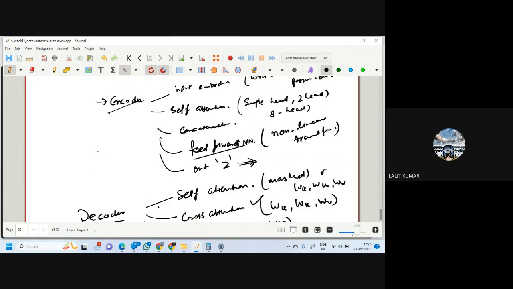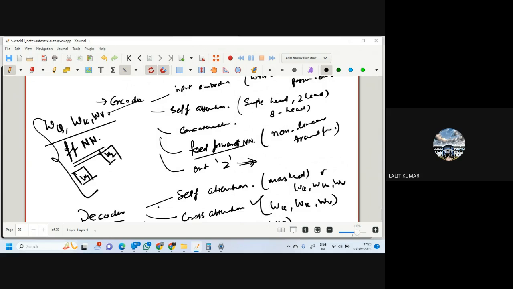So once you are given a question, you can easily make out what the parameters are and what the size of W_Q will be. In the encoder, I have W_Q, W_K, W_V. Then I have the feed forward neural network, which also has two layers, so two matrices W1, W2. These are the total number of parameters in the encoder.